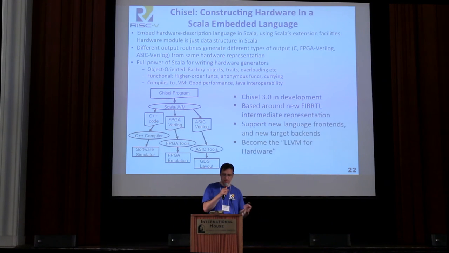One thing to say about Chisel: there's a 3.0 in development that should come out sometime soon, in months. This is based around a new flexible intermediate representation for RTL. The idea here is to support different language front ends and new target back ends, as well as transformations on that internal representation. We're trying to make Chisel become the LLVM for hardware. Chisel itself is interesting, but like I said, it's not a required piece of using RISC-V. It's just what we use to develop our cores. And you'll see some of the benefits of using Chisel in the talks later in the workshop.